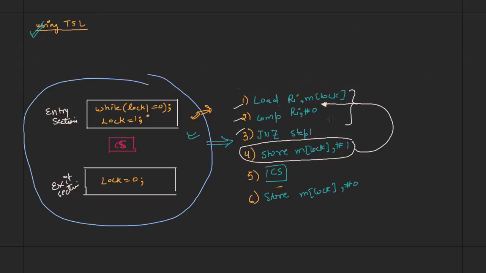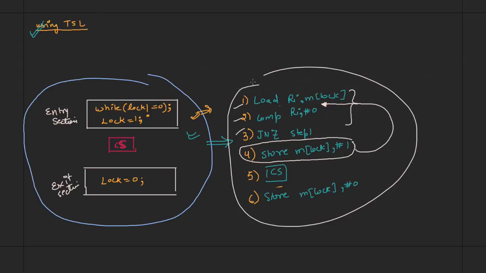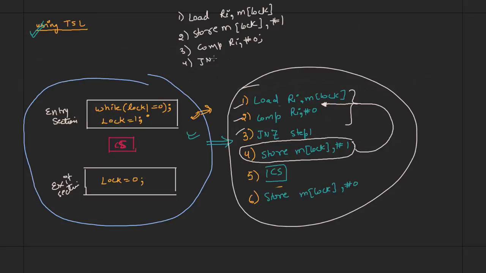Let us see. If we transfer this statement here, this complete program will look something like this. Line number one will be load Ri comma M of lock. Line number two will be store M of lock comma #1. Line number three will be compare the value of Ri comma #0. Line number 4 will be jump if non-zero to step 1, and then enter into the critical section and then execute line number 5, or you can say line number 6, that is store M of lock comma #0.